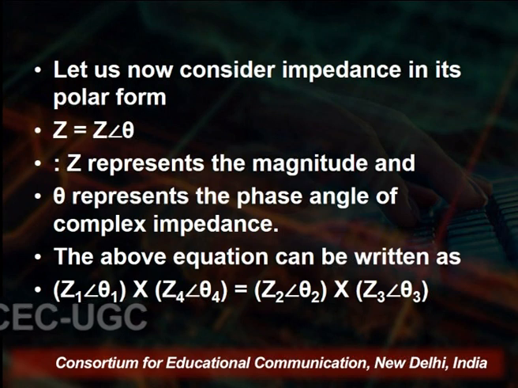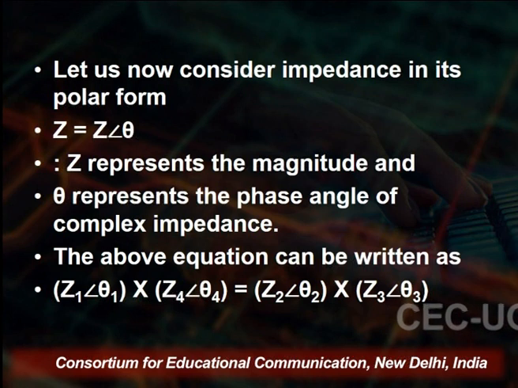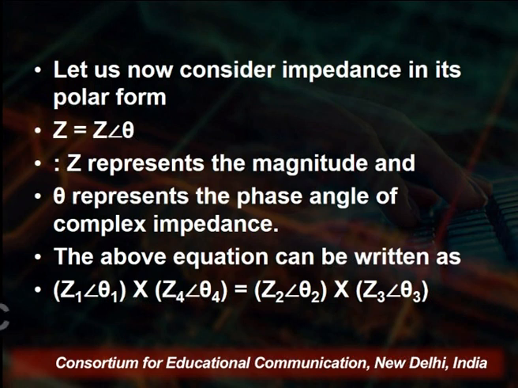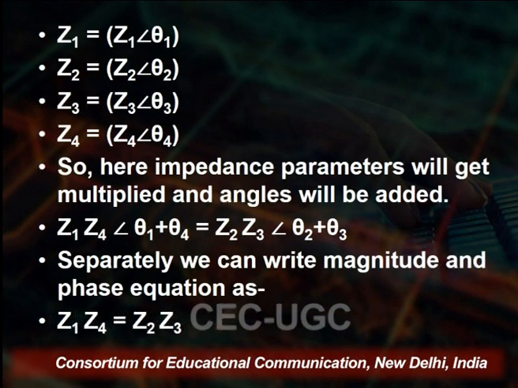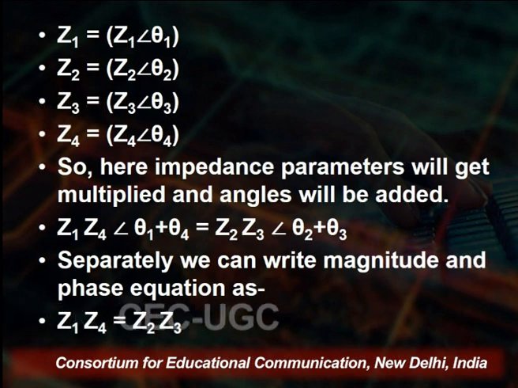Z represents the magnitude and theta represents the phase angle of the complex impedance. So the above equation, Z1 Z4 is equal to Z2 Z3, can be written as Z1 angle theta 1 into Z4 angle theta 4 is equal to Z2 angle theta 2 into Z3 angle theta 3. So we can rearrange this equation in the case of the polar form. Now Z1 is equal to Z1 angle theta 1, Z2 angle theta 2, Z3 angle theta 3, Z4 is equal to Z4 angle theta 4.